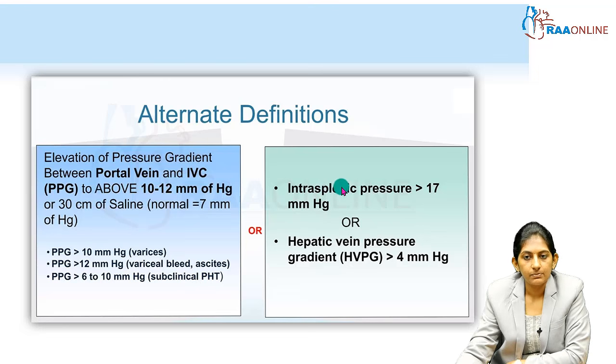Or intrasplenic pressure more than 17, or a hepatic vein pressure gradient of more than 4. So, from an exam point of view and even from a clinical point of view, just remember the first one, the portal venous pressure definition and this portal vein and IVC pressure gradient.